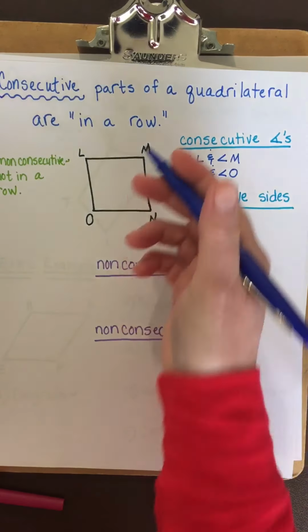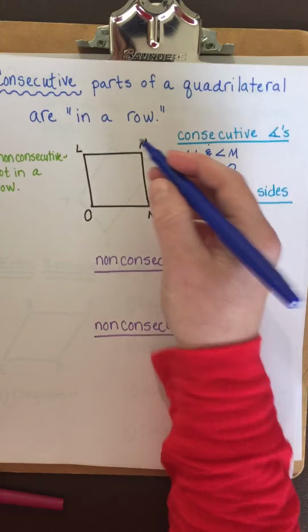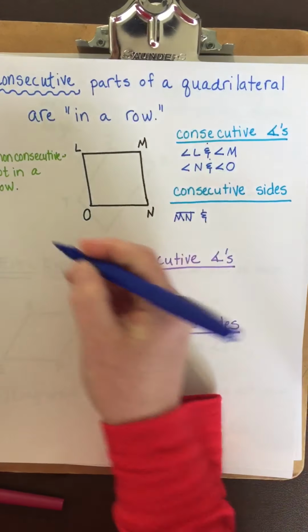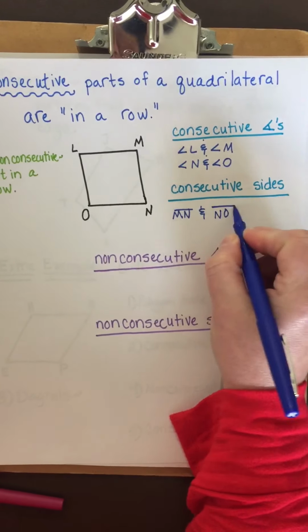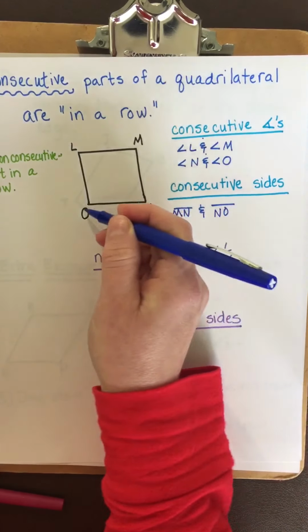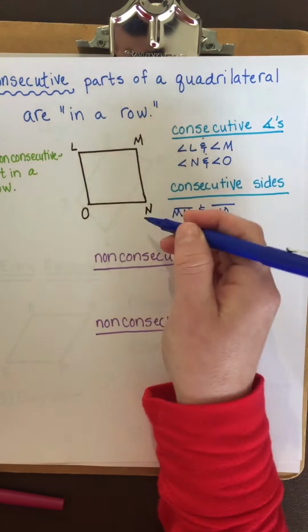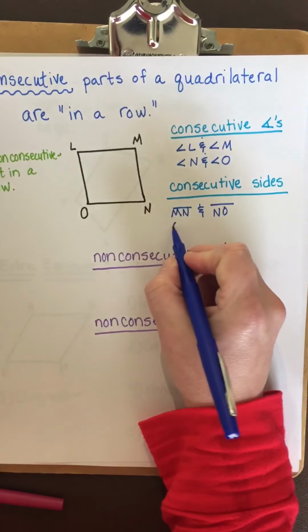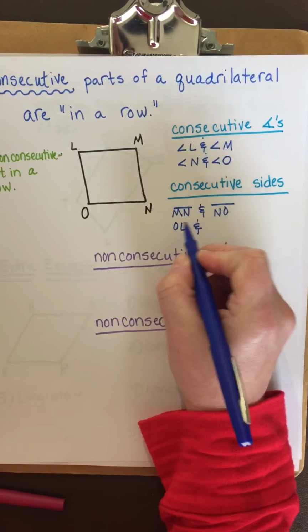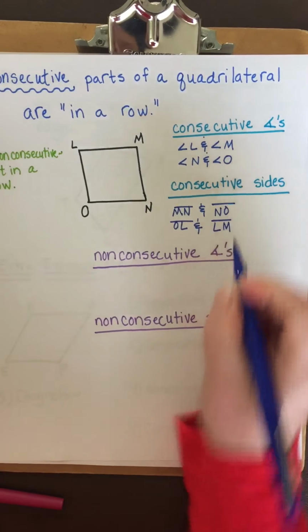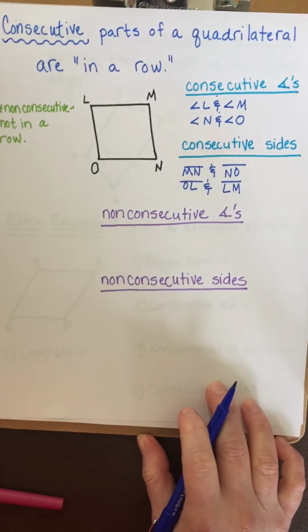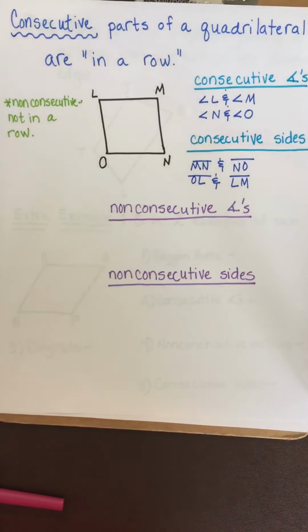So again, it's in a row, 2 sides in a row. So we could say MN and NO. Those are consecutive sides. One comes right after the other if I'm driving around this quadrilateral. OL and LM. Those would be consecutive sides. They're in a row. And then the word non-consecutive, like we said, that means they're not in a row. They're not side by side.